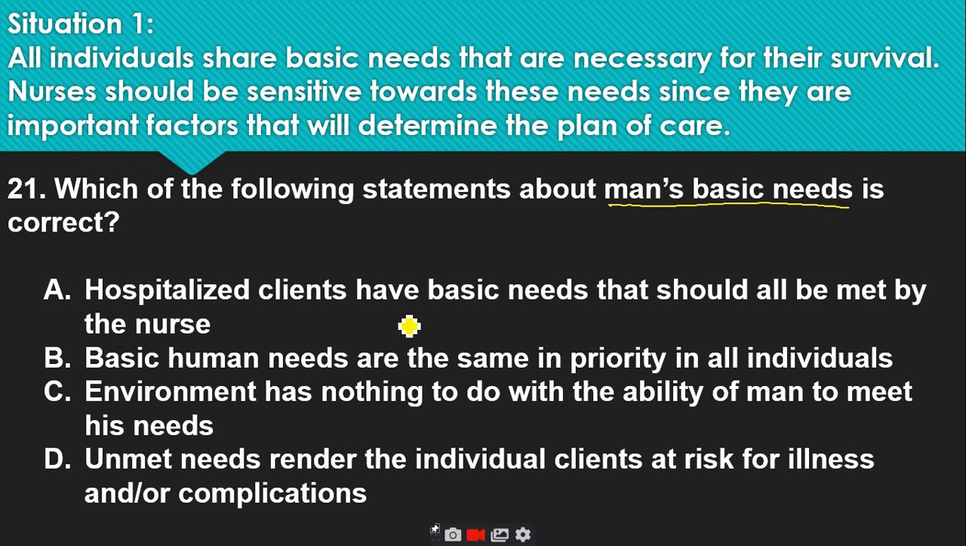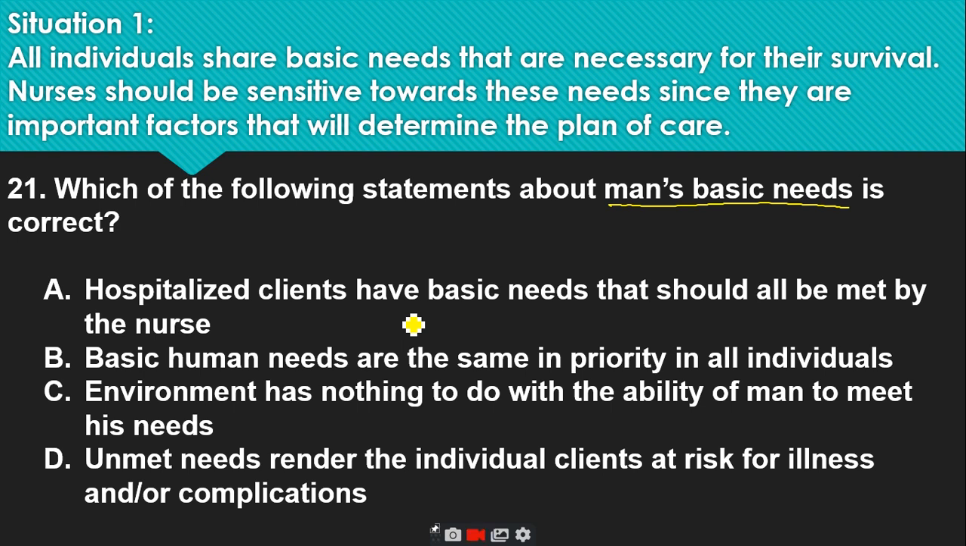Letter A, hospitalized clients have basic needs that should all be met by the nurse. Letter B, basic human needs are the same in priority in all individuals. Letter C, environment has nothing to do with the ability of man to meet his needs. Letter D, unmet needs render the individual clients at risk for illness and or complications.